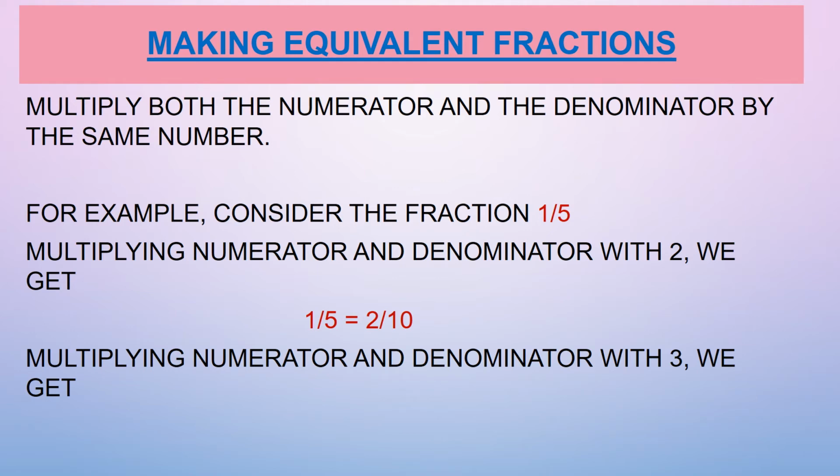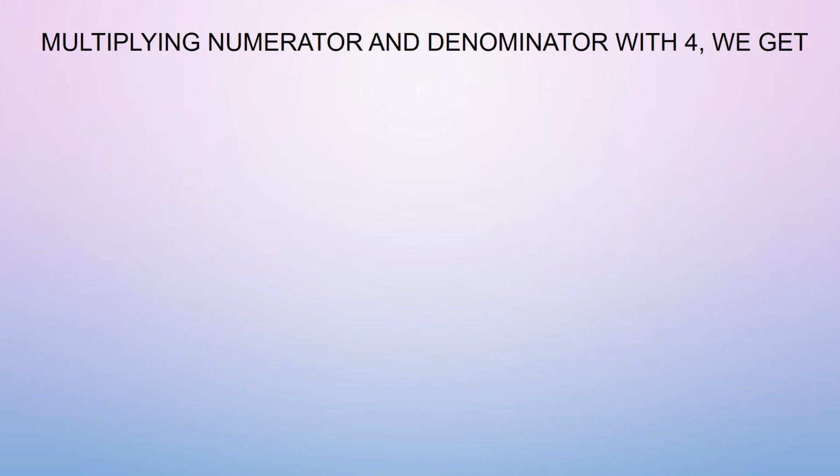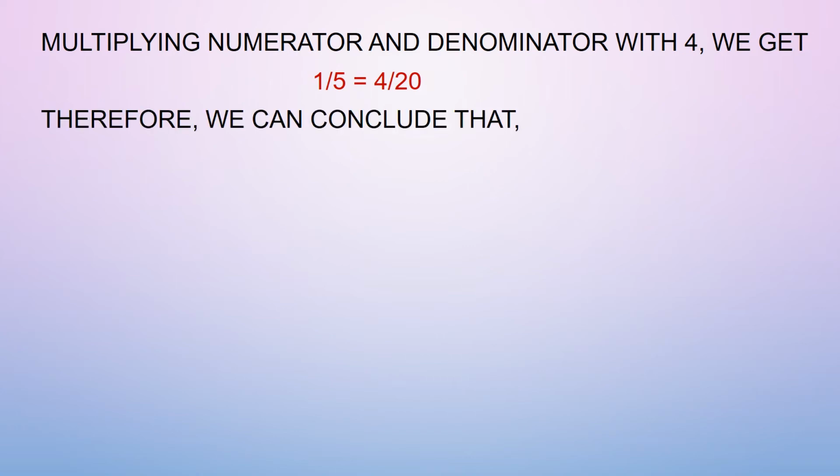Multiplying numerator and denominator with 3, we get 1 into 3 is 3 and 5 into 3 is 15. Multiplying numerator and denominator with 4, we get 1 into 4 is equal to 4 and 5 into 4 is 20. So 1 upon 5 is equal to 4 upon 20. Therefore, we can conclude that 1 upon 5 is equal to 2 upon 10 is equal to 3 upon 15, which is equal to 4 upon 20. So these are equivalent fractions. Following these steps, you can make equivalent fractions.